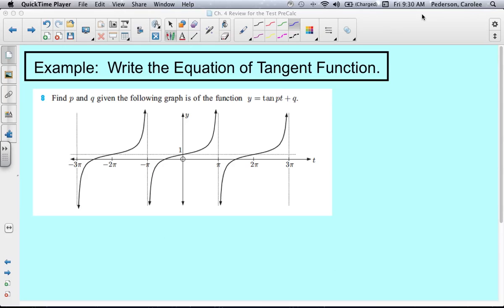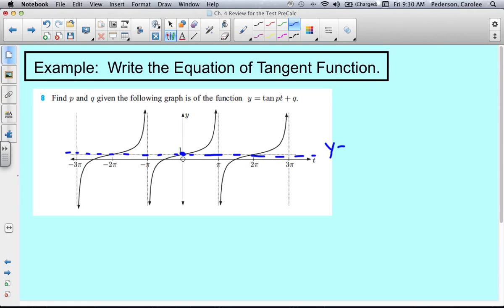All right, let's talk about shift change. Is there a shift change up or down on this tangent function? Up 1. Yep. Here is my point. There is my principal axis, y equals 1. And there is my center of my snake. So my Q then, or we also call it the D, equals plus 1.